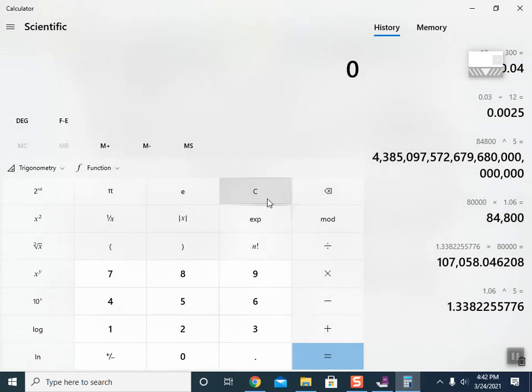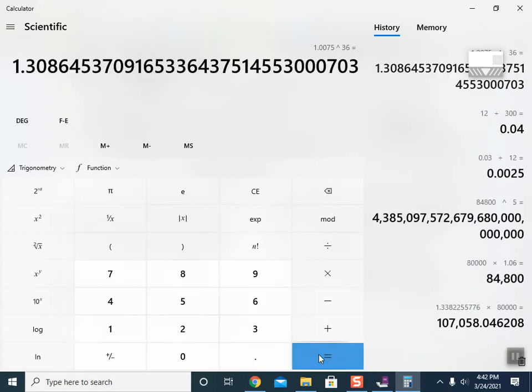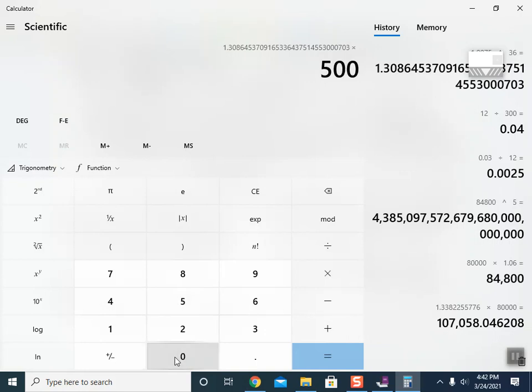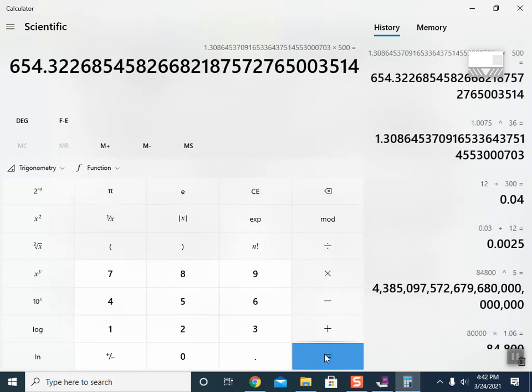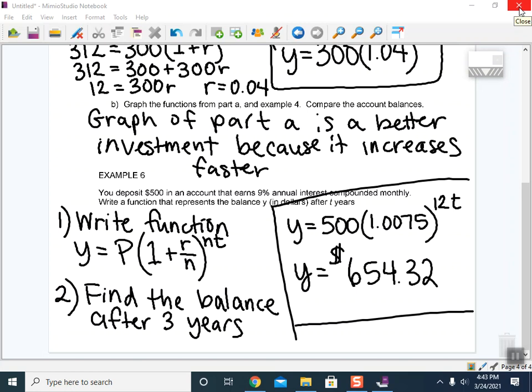So I would have, first we would do 1.0075 raised to the 36th power. Okay, and then I would take this whole amount and multiply it by 500. And there is our answer. Okay, this is it for 6.2.